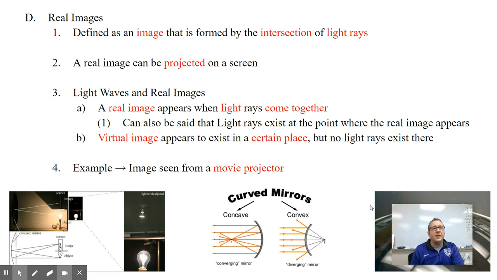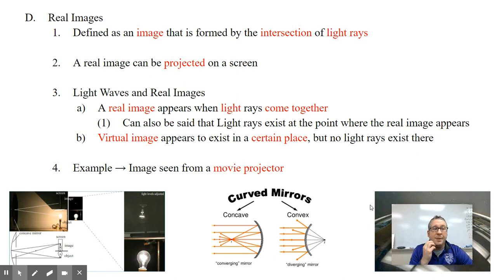Real images are defined as an image that is formed by the intersection of light rays. A real image can be projected onto a screen. A real image appears when light rays come together. It can also be said that light rays exist at the point where the real image appears. A virtual image appears to exist in a certain place, but no light rays exist there.